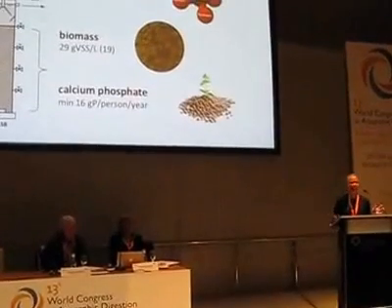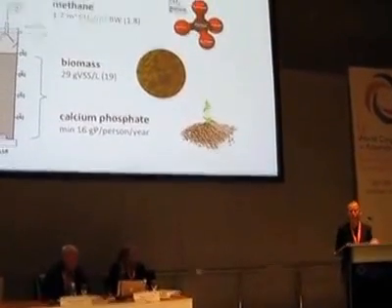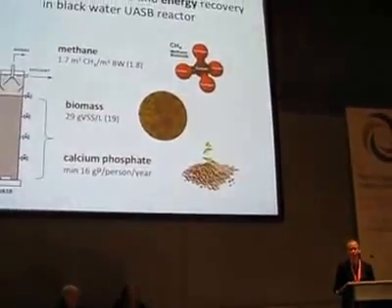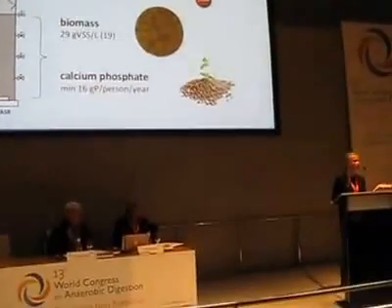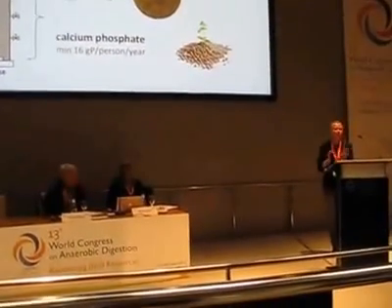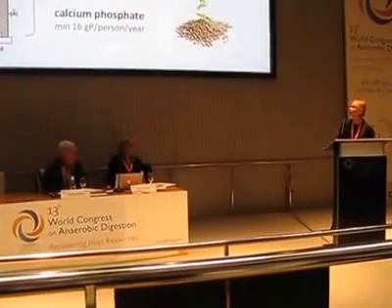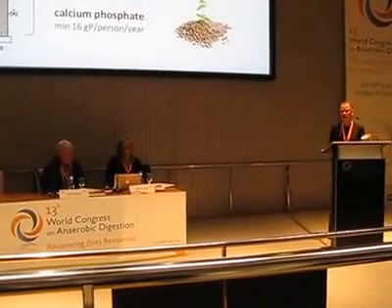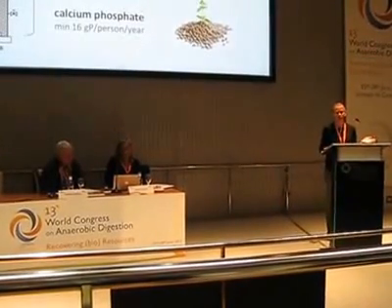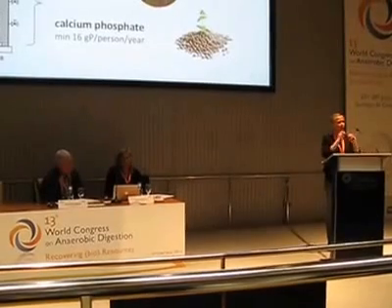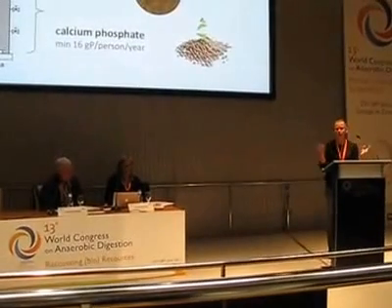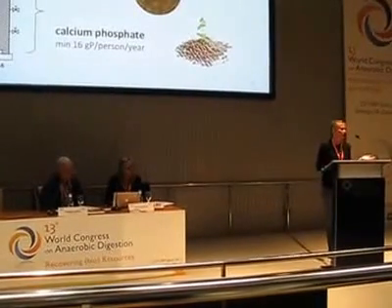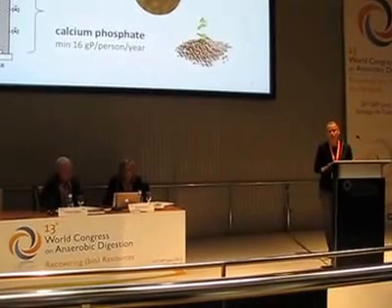Okay, so with this process we can simultaneously recover both phosphorus and energy in a black water USB reactor. So we can recover a similar amount of methane compared to the process without granules, indicated in the brackets. And we can significantly increase the biomass concentration in the reactor, since microbes like to attach on these inert particles and grow into dense granular sludge. And this way we can further save energy in the reactor configuration.